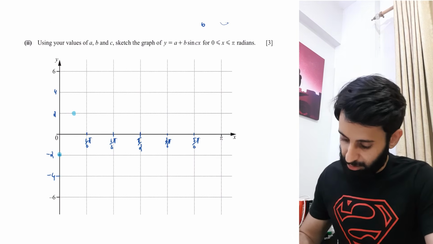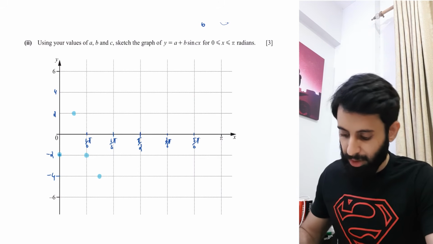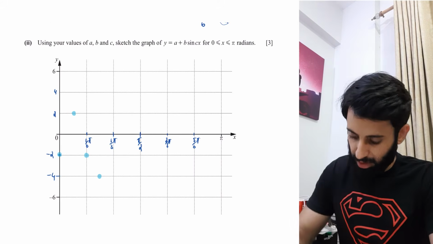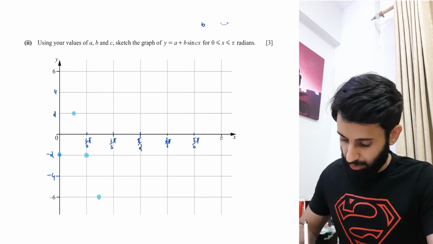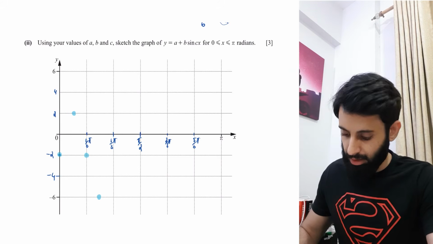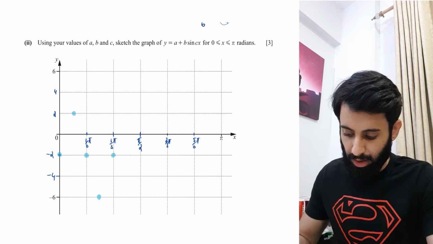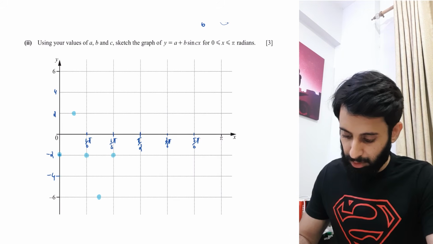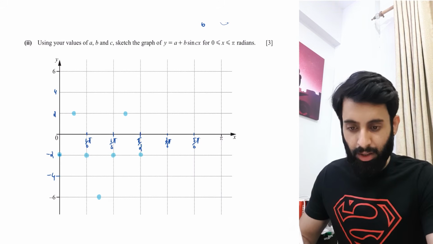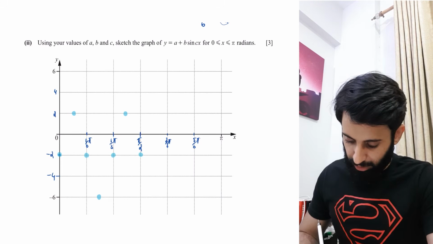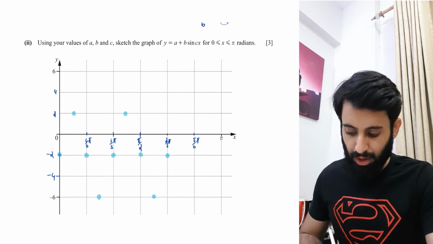So now I'm looking at minus 2 again. And then I'm looking at minus 6. So that means the value between 1 upon 6 pi and pi by 3 is minus 6. Sorry, not minus 4. So let me just mark that again. Yeah. And then right after that, I'm looking at minus 2 again. And between 1 upon 3 pi and pi by 2, I'm looking at 2. And then at pi by 2, I'm looking at minus 2. And then in between that, I'm looking at minus 6 again. And then after that, I'm looking at minus 2 again.